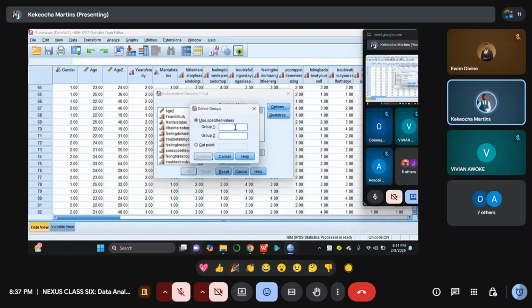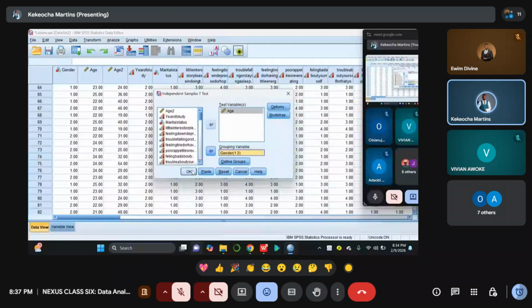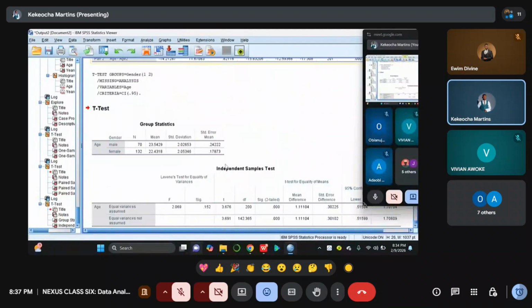Under group 1, remember when we're entering the gender, we choose 1 or 2 as our numbers. So under group 1, you can just put 1. Under group 2, you can put 2. You can switch it, but you just have to remember whether your group 1 was 2 or group 1 was 1, anyhow you want to put it. So you choose continue. Now the OK becomes live, so you can click OK to go on.